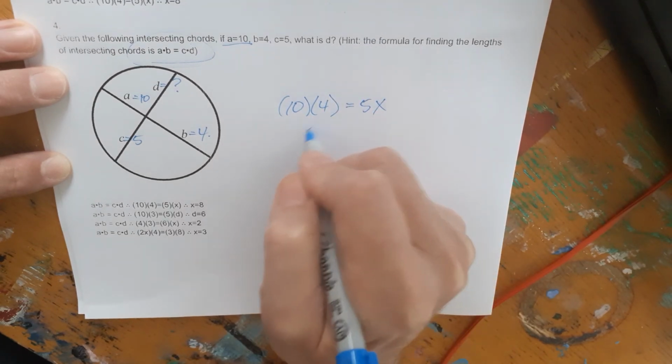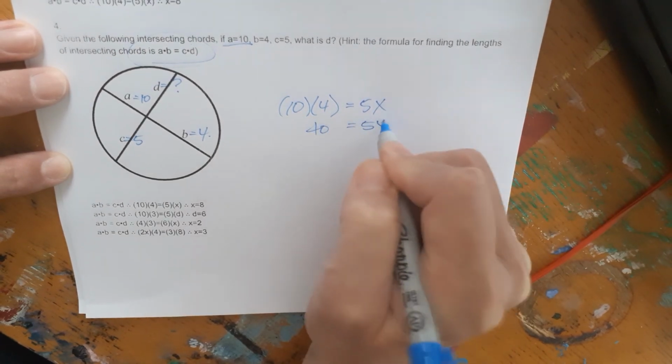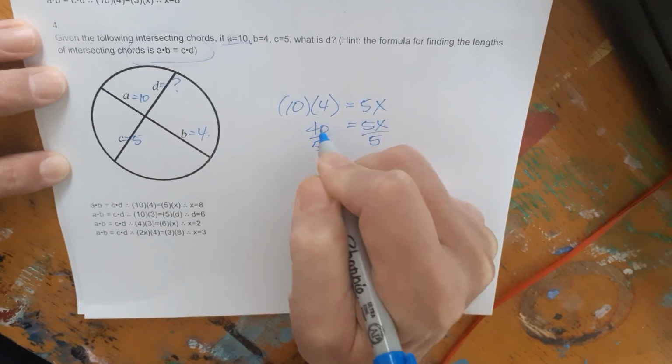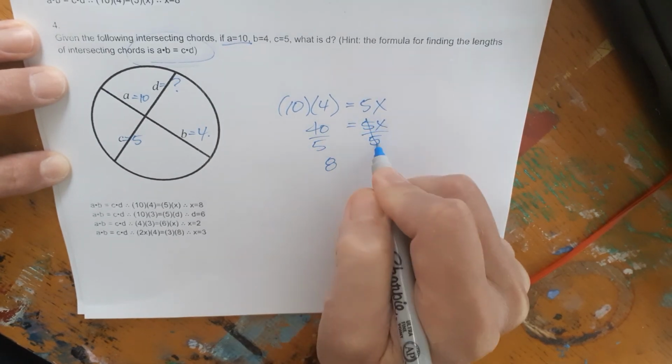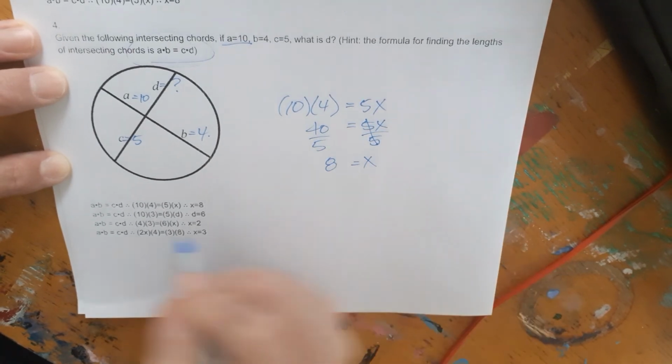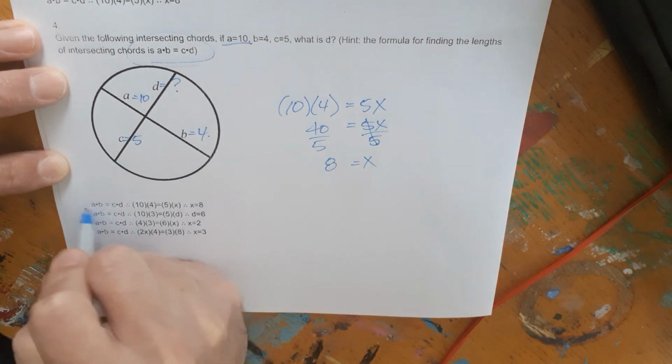So 10 times 4 is 40 here, 5x on this side, divided by 5, divided by 5. 40 divided by 5 is 8. This is 1. 1 times x is x, so x equals 8. And therefore, we're going to circle this.